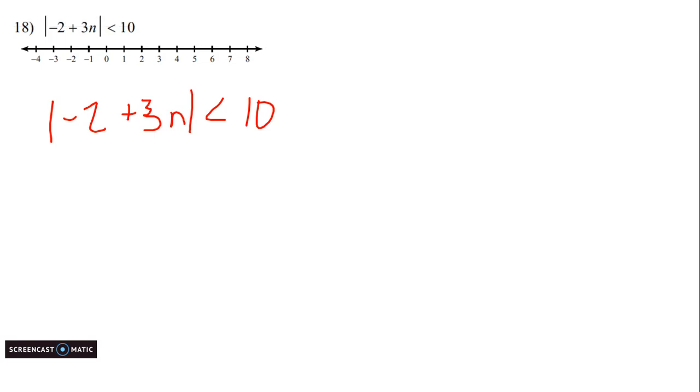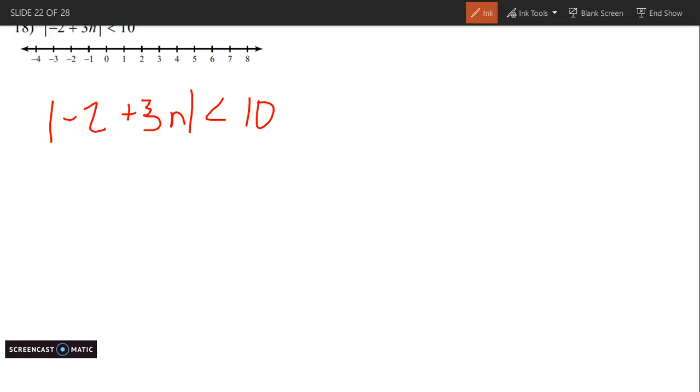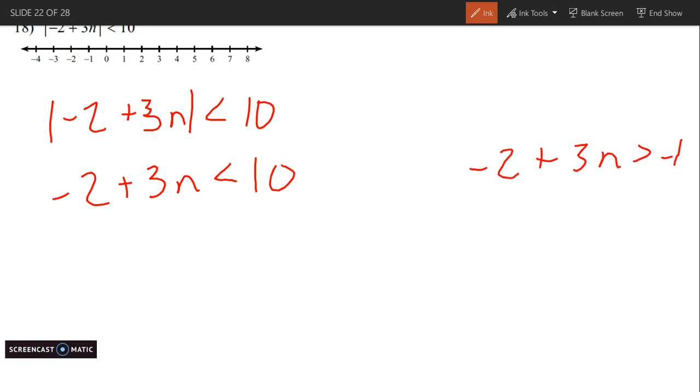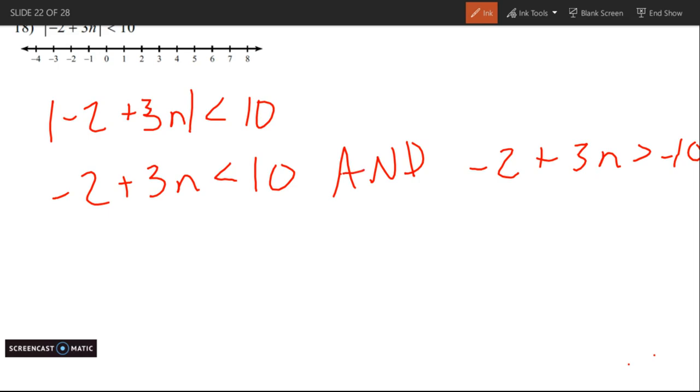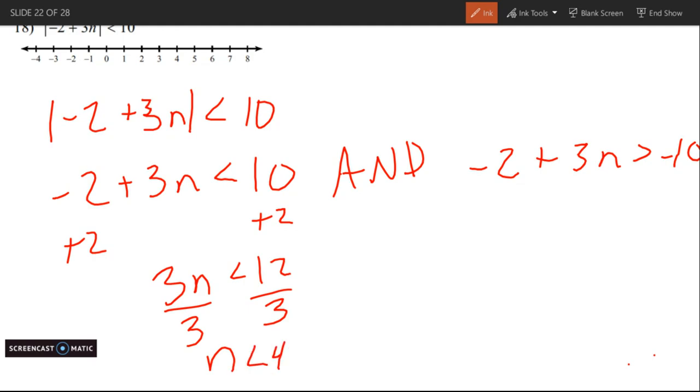Last one here for this video. We've got absolute value of negative 2 plus 3n less than 10. Absolute value is by itself, so two inequalities. Negative 2 plus 3n less than 10. Negative 2 plus 3n greater than negative 10. Less than, so it's going to be an "and." Add 2 to both sides to undo the minus 2. 3n less than 12, divided by 3. N is less than 4.